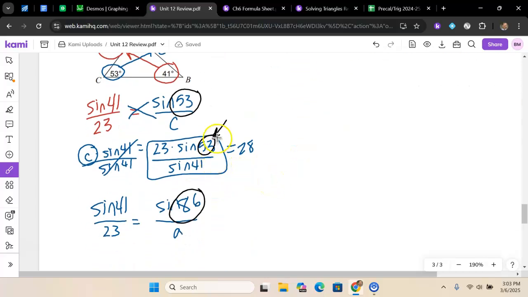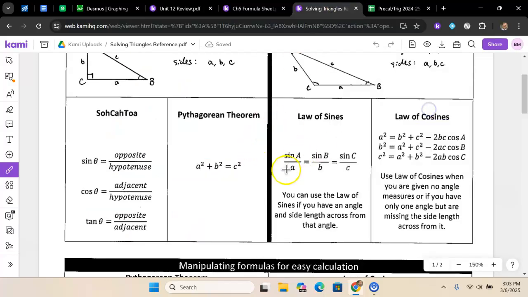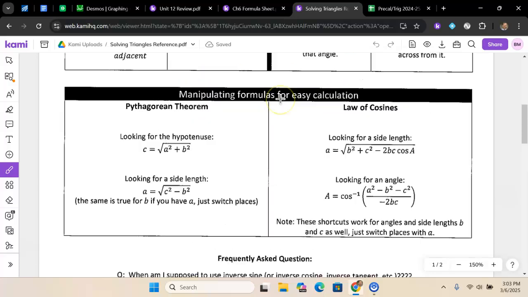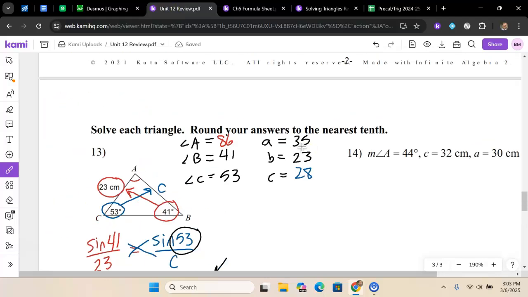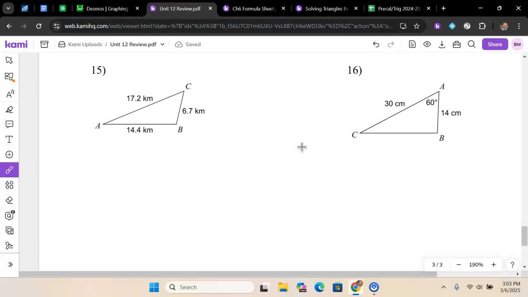But anyway, if you know the calculator shortcuts, which I talk about in this reference sheet here, where I talk about what you could plug in there to get those things, I do think that would be helpful to know, so you can quickly get those answers. I'm going to skip number 14. I'm going to go down to 15 and 16.